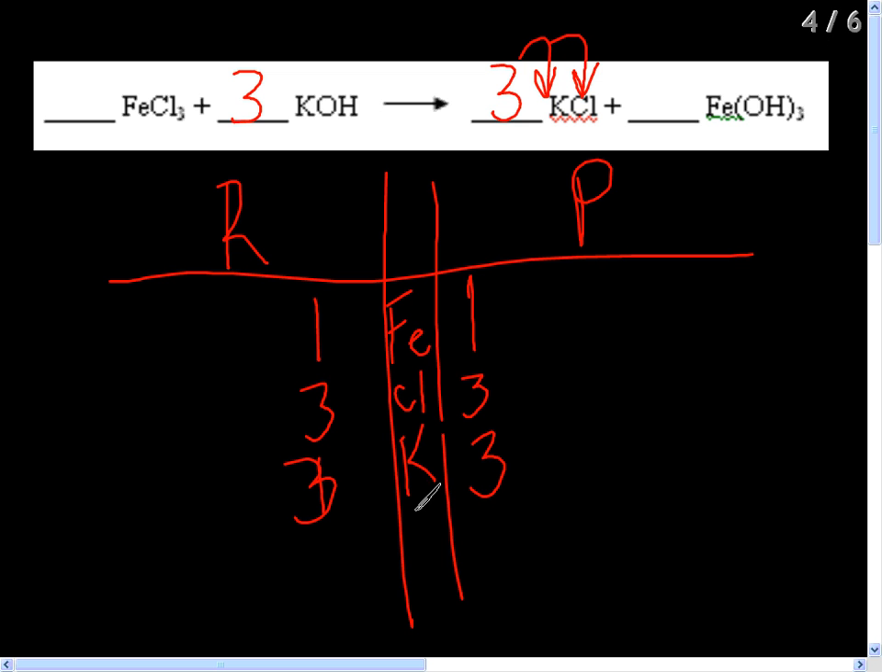Next up, oxygen. Oxygen has 3 now in the reactants. This 3 outside the parentheses applies only to this oxygen and this hydrogen. So I have 3 oxygens there. My hydrogens in reactants have 3, and my hydrogens in products have 3. I'm good and balanced here. Let's try another one.